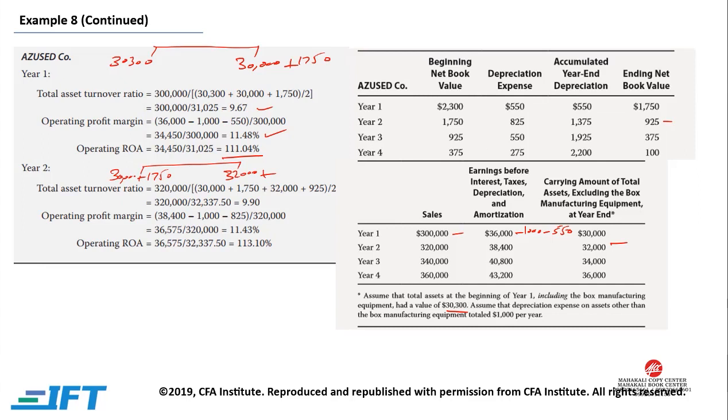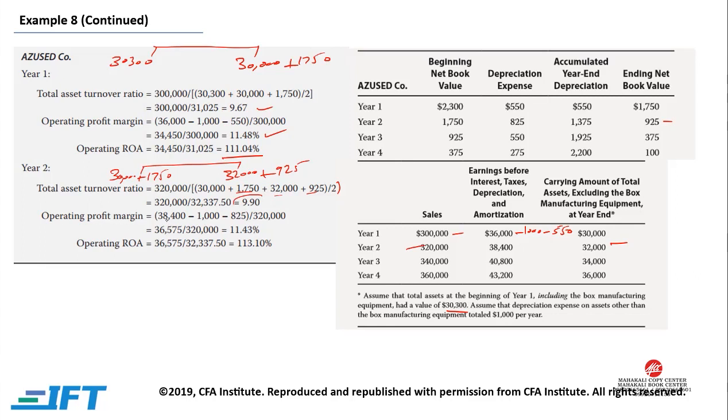Now year 2, we start with 30,000 plus 1750, and in the end our asset is 32,000 plus 925. So 30,000 plus 1750 plus 32,000 plus 925 divided by 2, because we are calculating the average, and we get 32,337.5 as your average asset. So total asset turnover would be revenue 320,000 divided by average asset, that gives us 9.9.